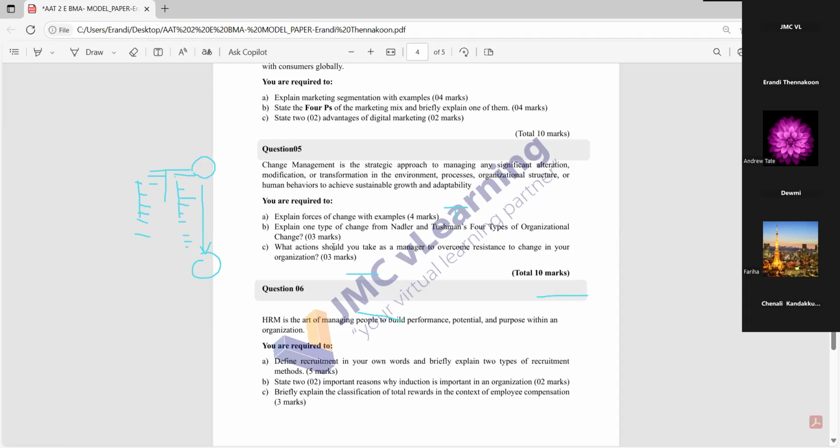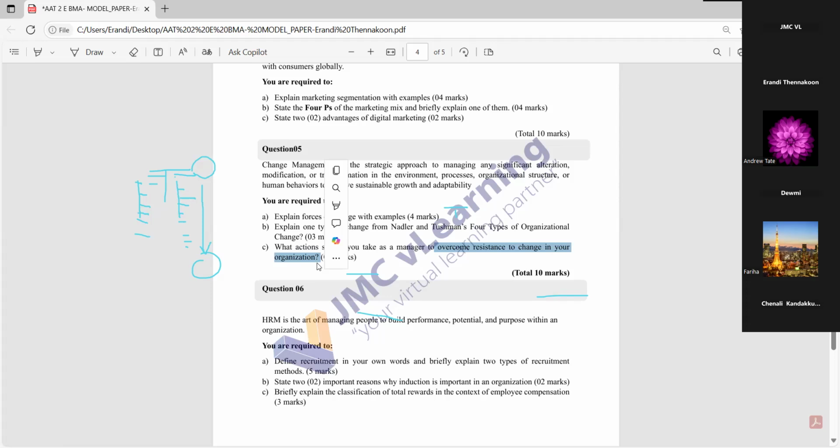That's totally enough, right? And when it comes to what actions should be taken as a manager to overcome resistance to change in your organization, so what are the actions? This is a question you usually get to answer, right? There is a good chance it will be asked, and it has been asked before, right? So how do you overcome resistance to change in your organization? You have to answer how you are going to overcome the resistance to change.